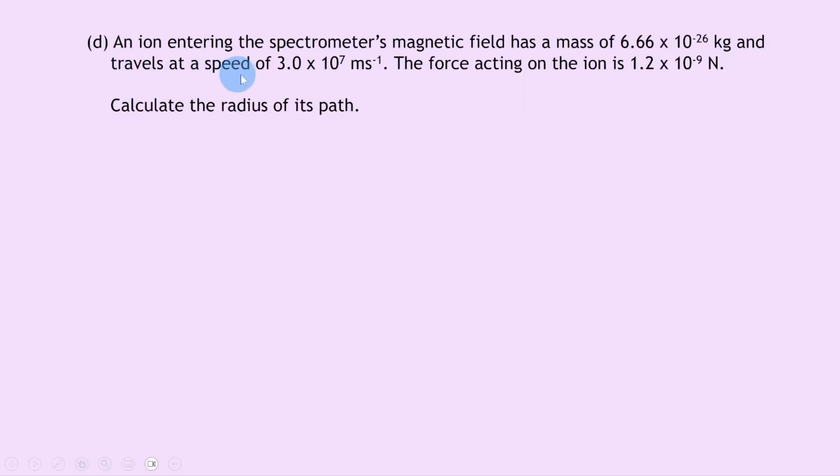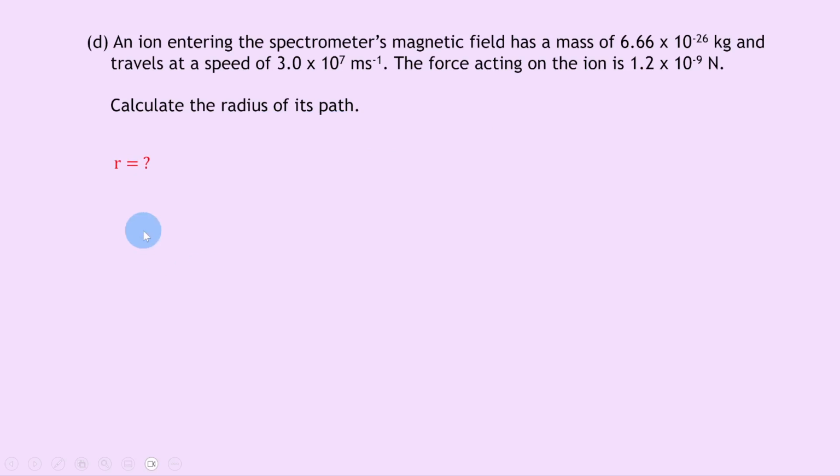Lastly, part D says an ion entering the spectrometer's magnetic field has a mass of 6.66 times 10 to the minus 26 kilograms and travels at a speed of 3.0 times 10 to the 7 meters per second. The force acting on the ion is 1.2 times 10 to the minus 9 newtons. Calculate the radius of its path.